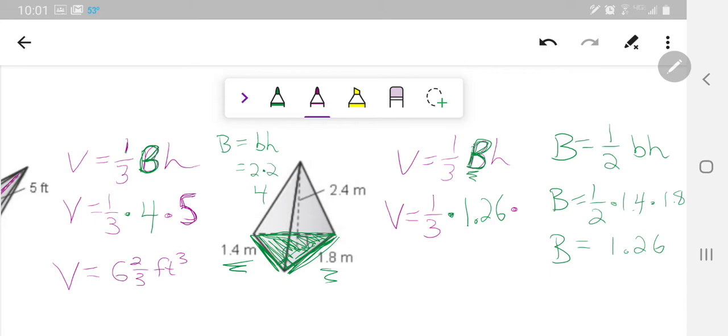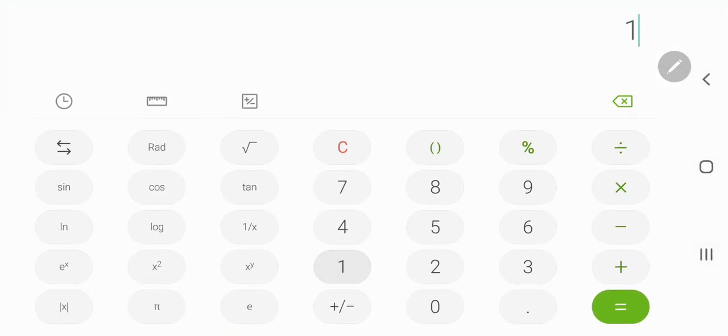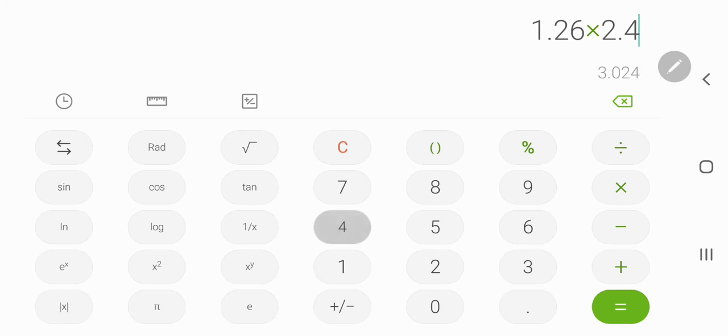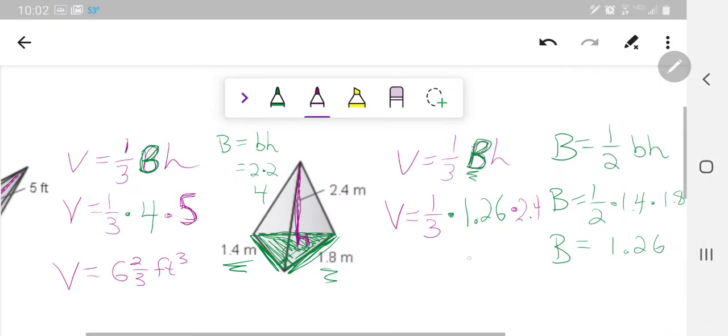What's the height of the whole pyramid here? I see my right angle going into the base of the pyramid, so that's going to be 2.4. So now I'm going to do 1.26 times 2.4 equals that, and then I have to divide it by 3, which is like multiplying by 1/3, and it comes to 1.008. That's going to be meters cubed.